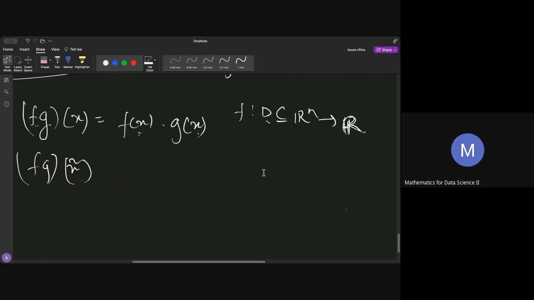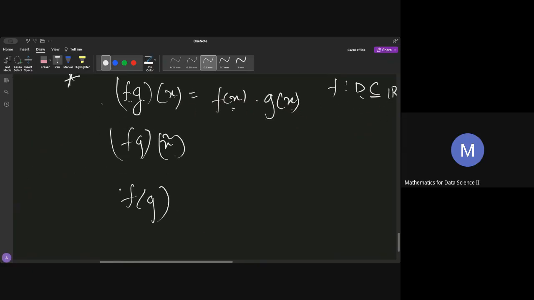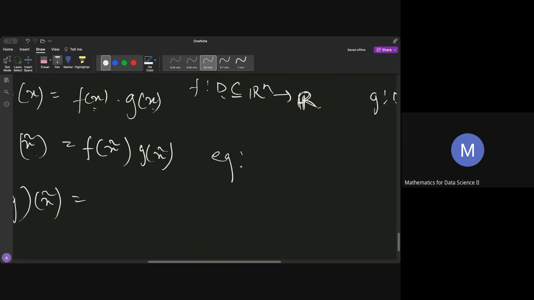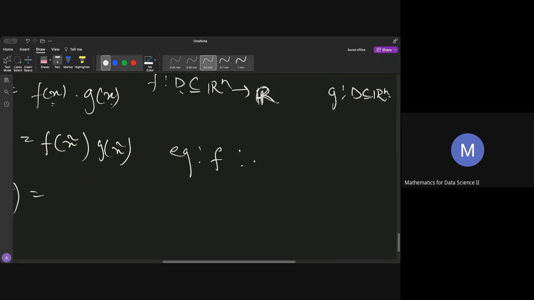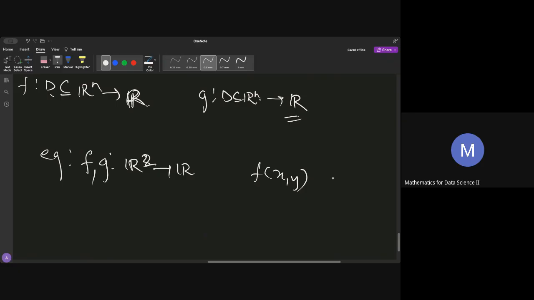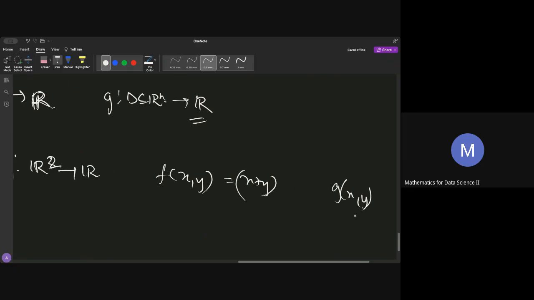So for the division as well, the same rule goes here. If you take f by g, our rule is the same: this is f(x tilde) and g(x tilde). If you want an example, let's take f and g, both from R2 to R. I'm defining the function f(x, y) as x plus y and g(x, y) as x minus y.